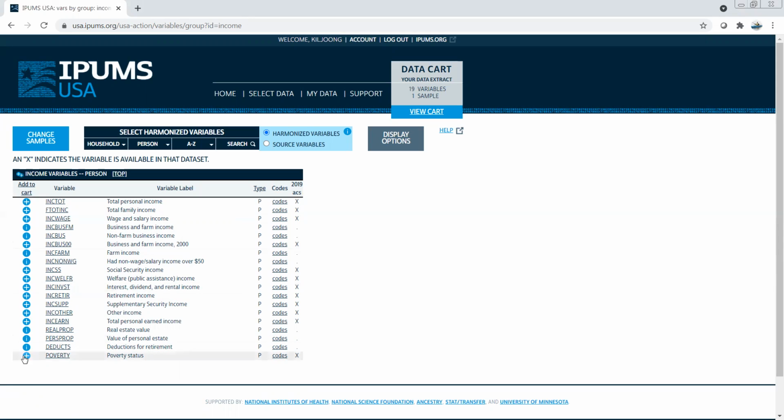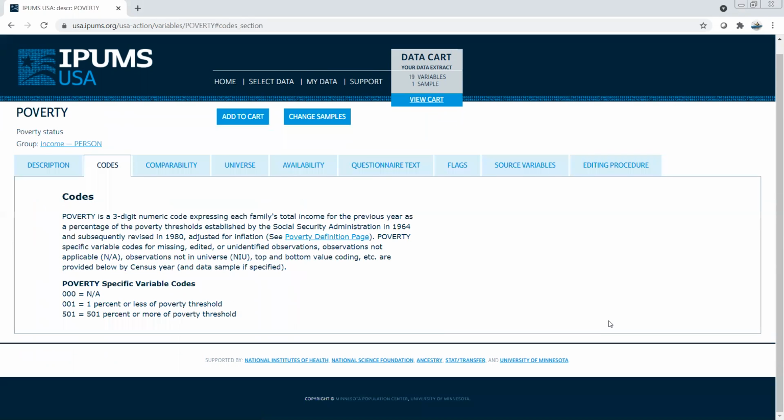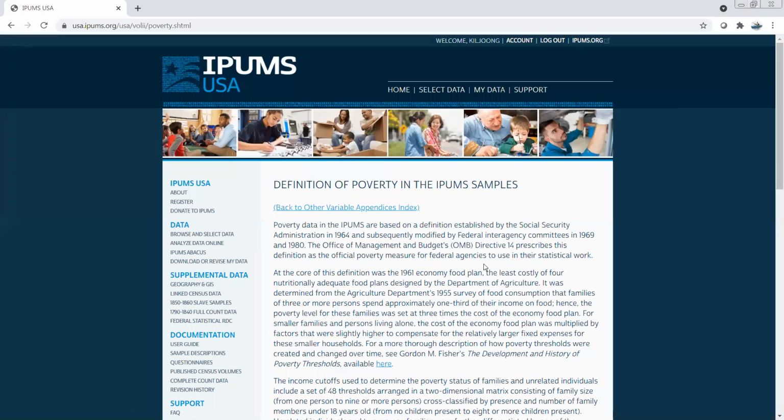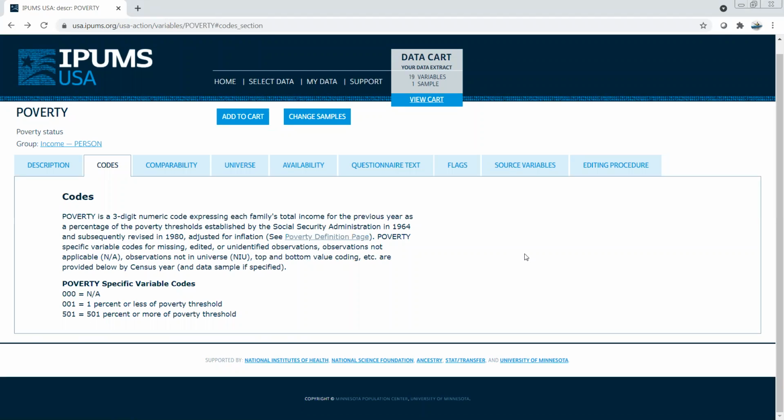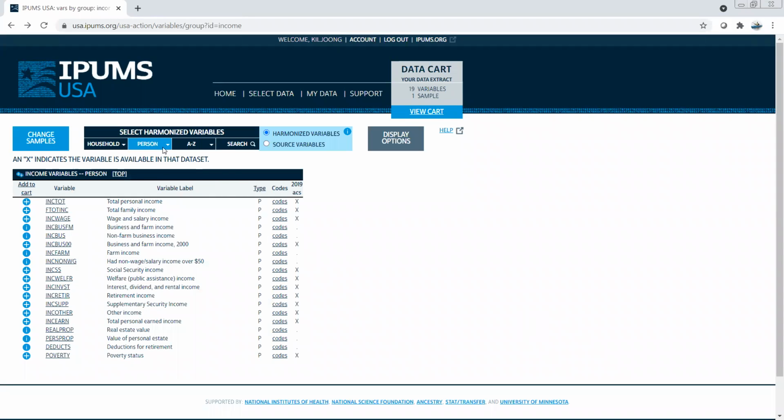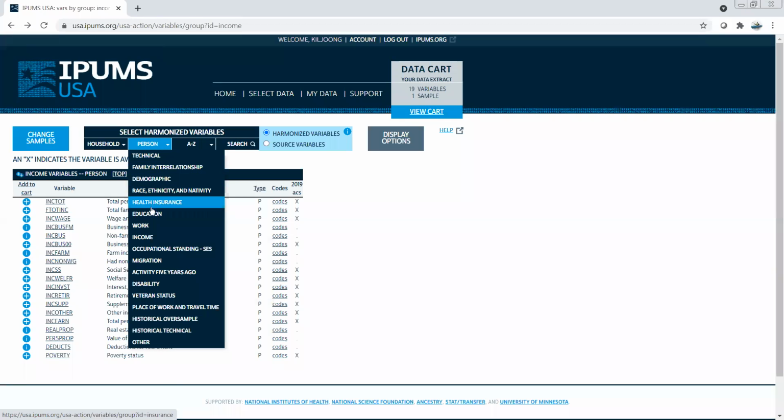And then poverty status. Now, poverty status is rather complex. If you are interested in measuring poverty, I strongly encourage you to visit this poverty definition site, because it's not a binary of someone who's above or below poverty. It's a little more complex than that. So it's something that you need to read up on.